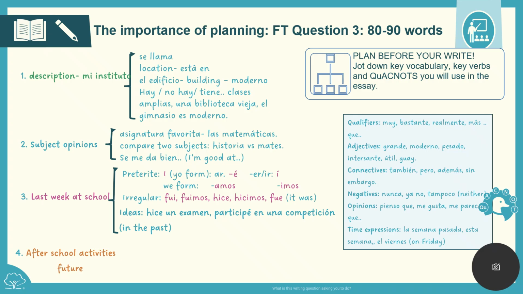And the fourth bullet point is after school activities. So this is the future one. In this case, you can use the near future, voy a, plus an infinitive, voy a estudiar, or tengo que, I have to, plus an infinitive, tengo que estudiar, I have to study, or quisiera, which is another way to say I would like, plus an infinitive, quisiera aprender y estudiar más, I would like to learn and revise more. Or some ideas like asistir al club de música. Quisiera asistir al club de música. I would like to attend the music club. Voy a tocar un instrumento. I'm going to play an instrument.